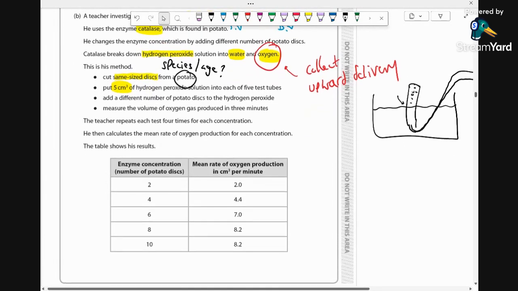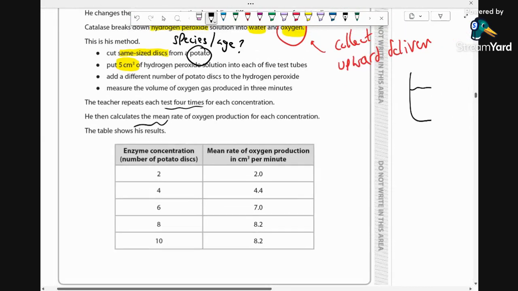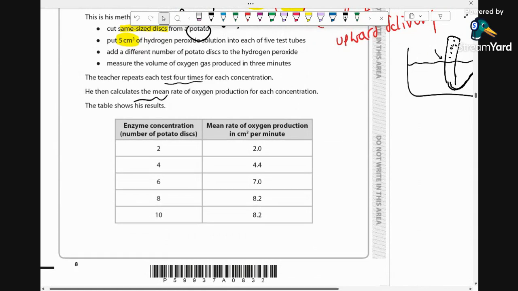So we repeat it 4 times, good. Calculates a mean rate of oxygen production. So the results are shown here. So we've got enzyme concentration and the mean rate of oxygen.